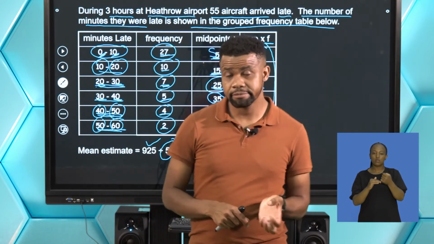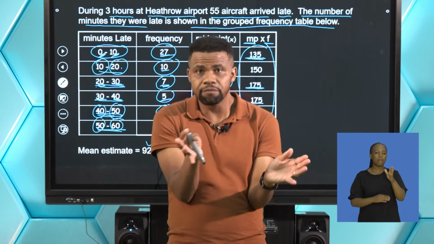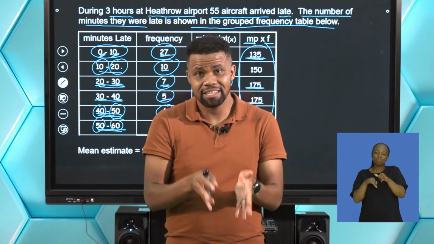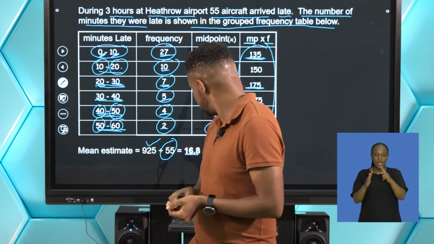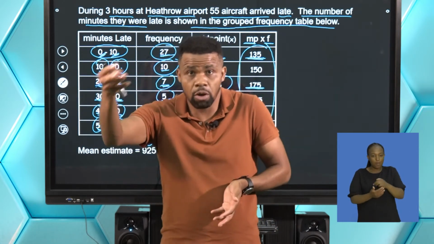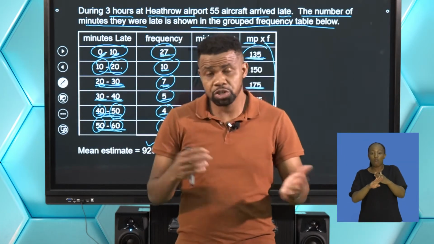16.8 minutes. What does it mean? On average, if an aircraft is late, you have to wait for about 16 minutes and 8 seconds. Okay, does that make sense? Does it mean you'll wait exactly that? It could be longer, could be shorter. Make sense? Which is possible.